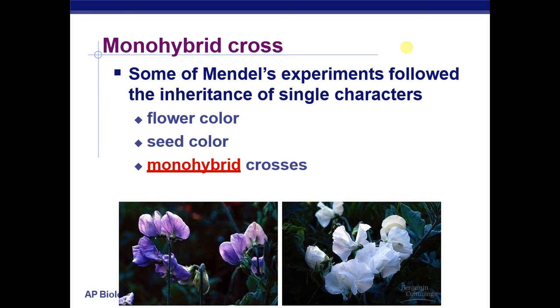A lot of Mendel's experiments followed the inheritance of single characteristics, like just flower color or just seed color. So they had to do with one trait. Flower color or seed color is a single trait. When we're crossing, or forming offspring from parents, and looking at a single trait, we call those monohybrid crosses. Mono meaning one, so looking at one trait.